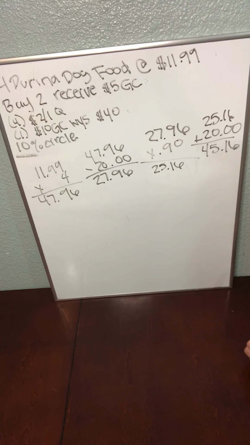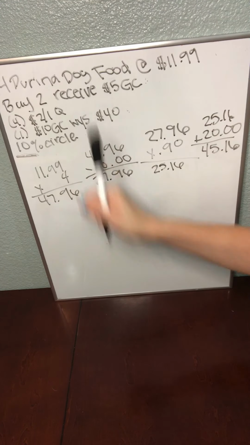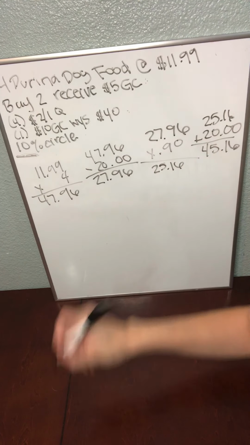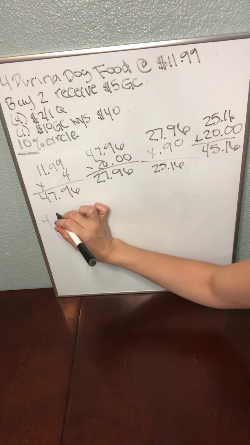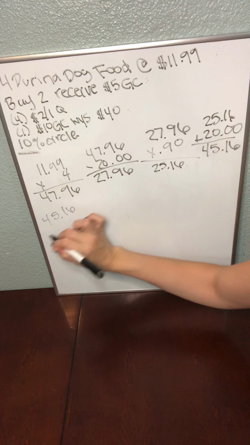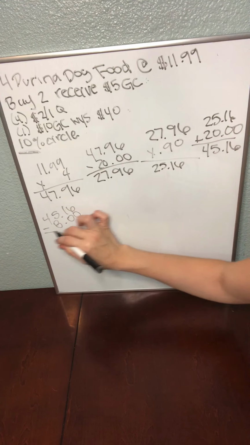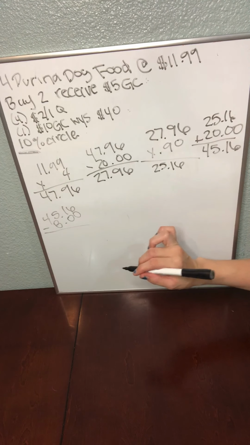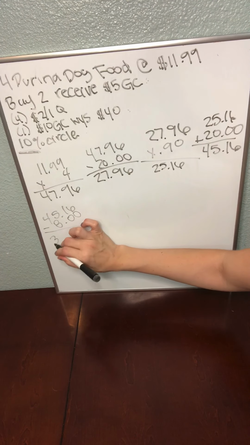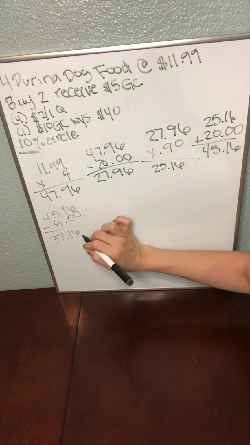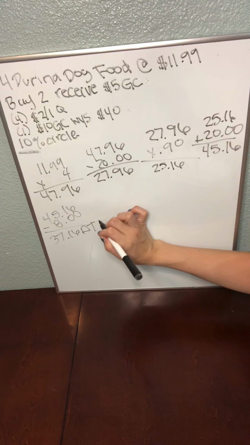Now what we're going to do is subtract our coupons here. So we have $45.16 minus $8. So that's going to bring us down to $37.16, and that's going to be our amount to cashier.